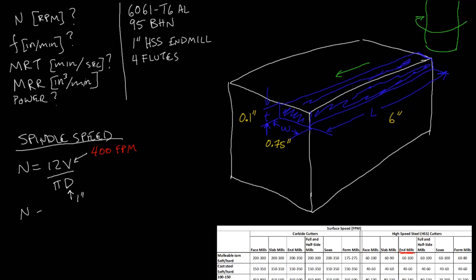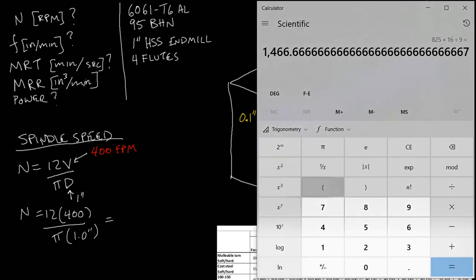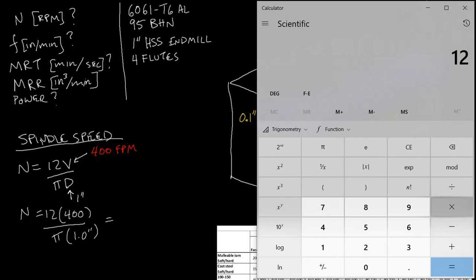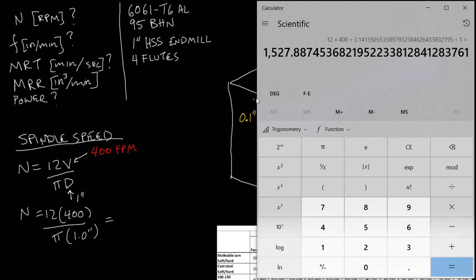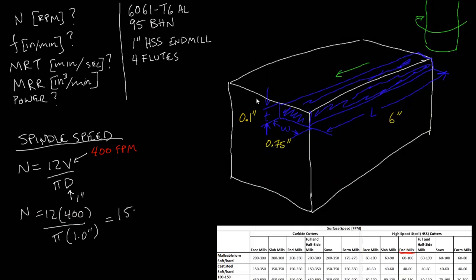All right, so we'll plug this in. So N equals 12 times 400 divided by pi times 1 inch. So let's calculate that now. So 12 times 400 divided by pi, and then divided by 1. Didn't really need to divide by 1, but that's how you would do the calculation. So our RPM is around 1528 revolutions per minute.